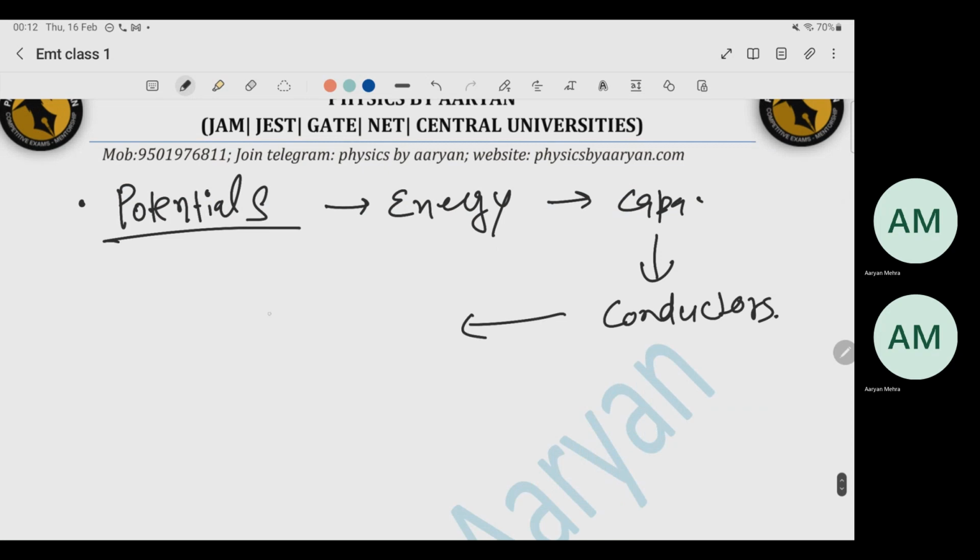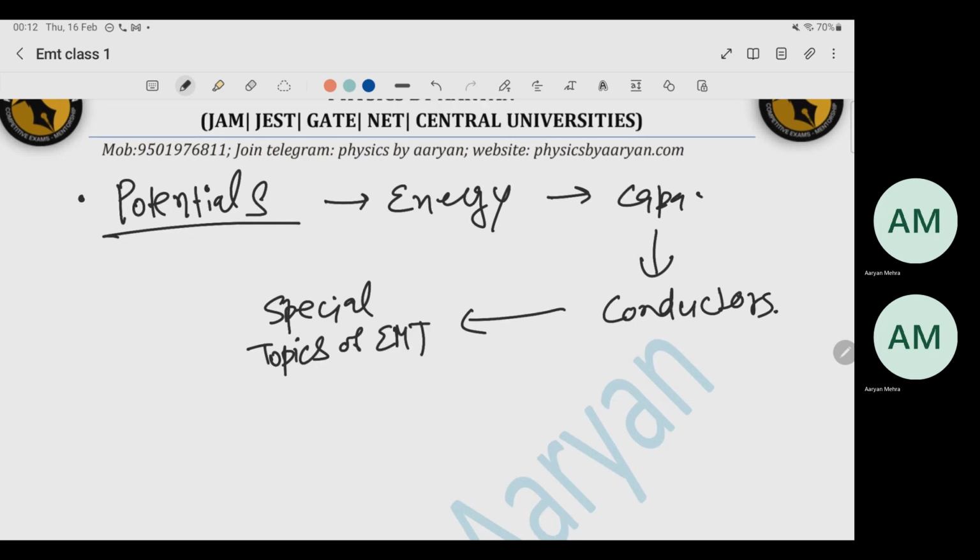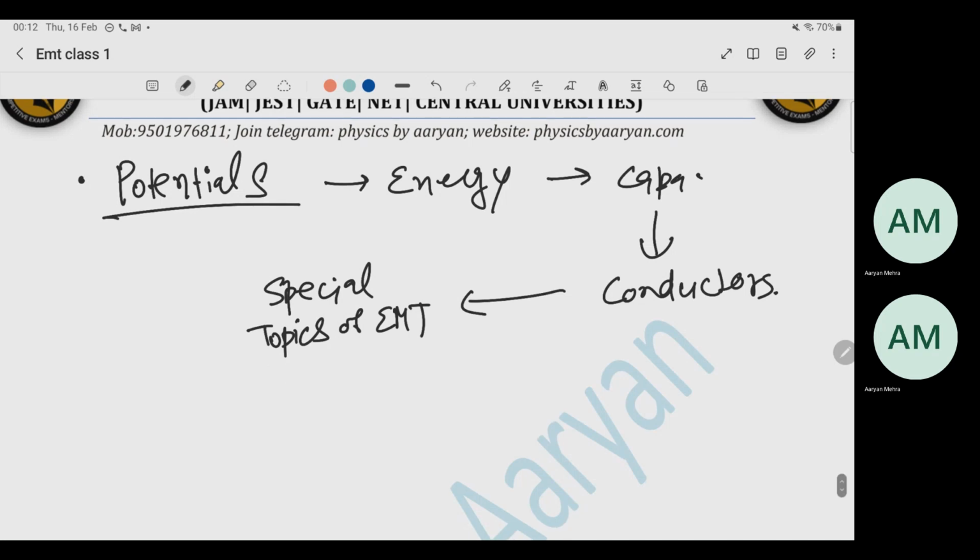And then we have some special topics of EMT. For example, dipole moment. For example, electromagnetism in materials. Let's say you are not in free space, but inside some material. How will your electrostatics change? Then multipole expansion. Then the image problem. So these are the special topics of electromagnetism. So in the next lecture, we will go for potentials. Then we will go for energy.